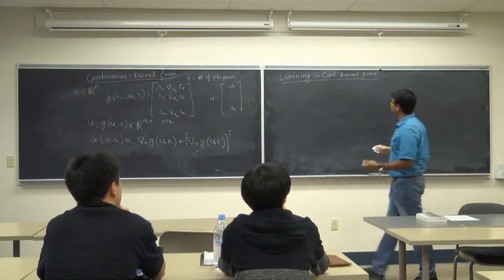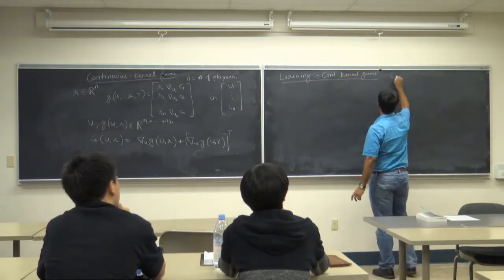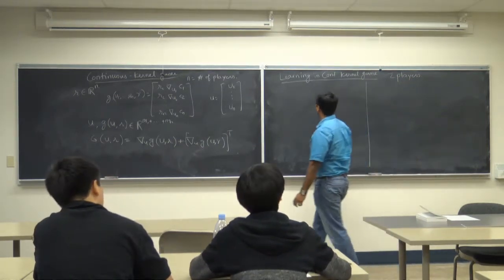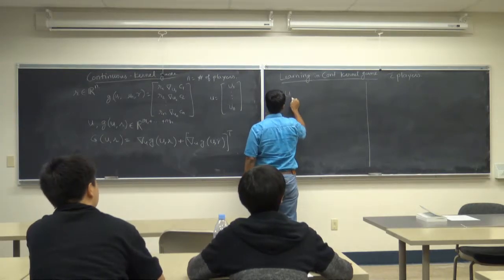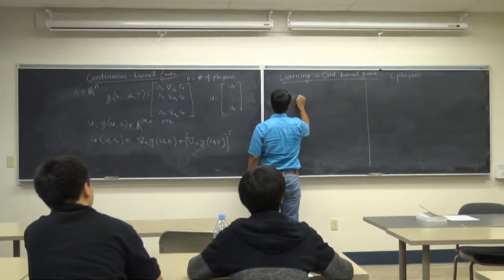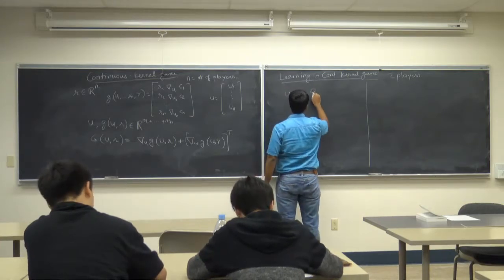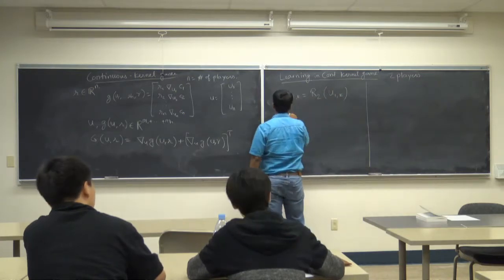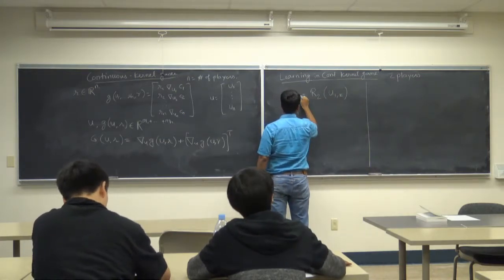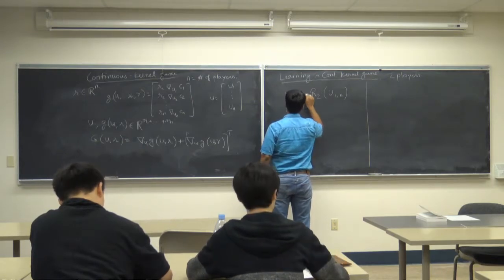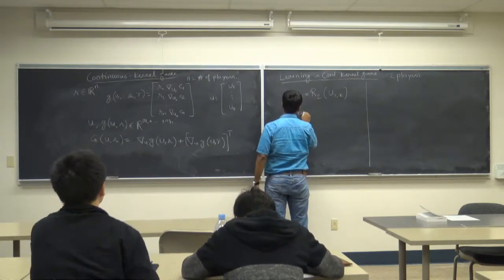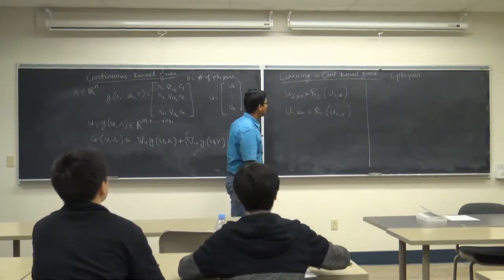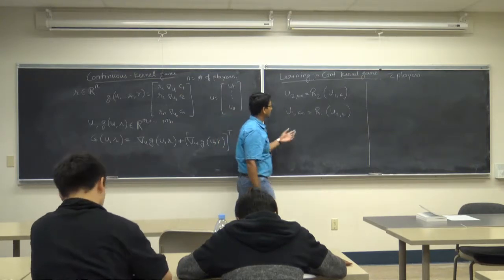So let's say two players. And I have two different iterations. The first iteration says that, well, U2^k is going to be the best response of player 2 with respect to U1^k, and U2^(k+1)... And U1^(k+1) is going to be the best response of player 1 at time k. Okay? This is known as simultaneous update.